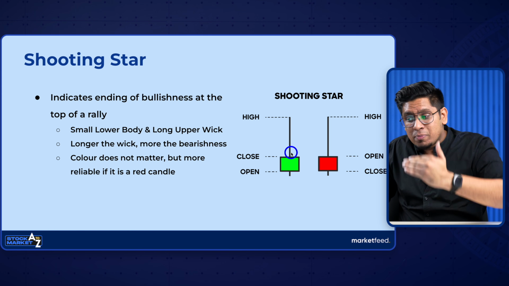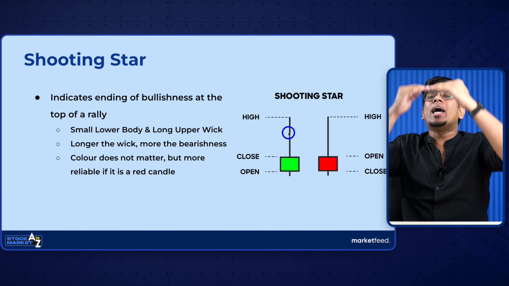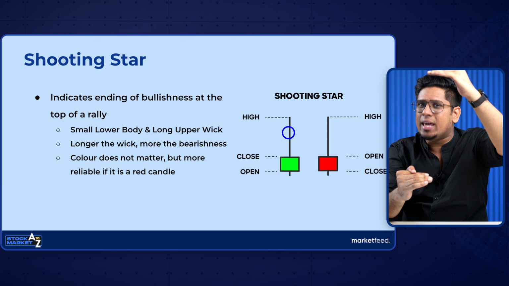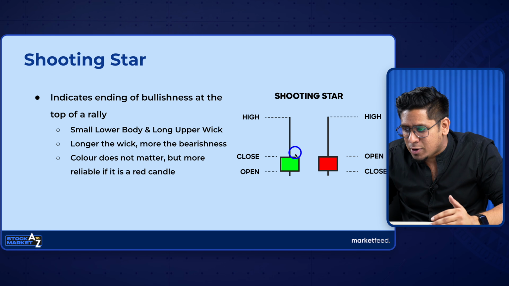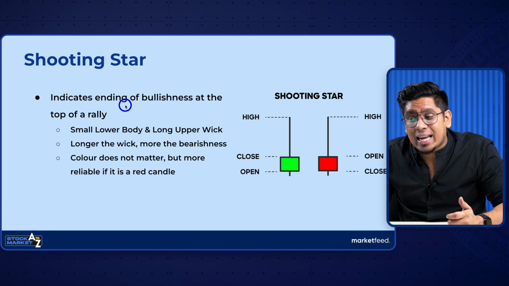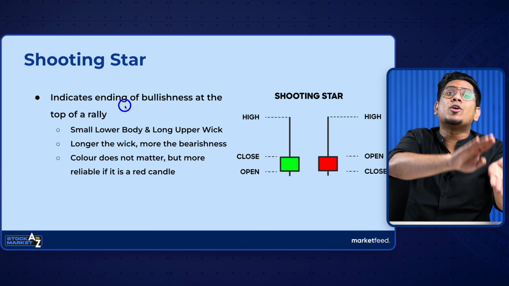Because there is a long, large wick at the top. What does it mean? The price probably went up. Sellers got activated. There was so much selling which happened in the stock. The price came down so much, right? And that is what a shooting star is, right? So it indicates ending of bullishness at the top of a rally. It is just the opposite of a hammer.